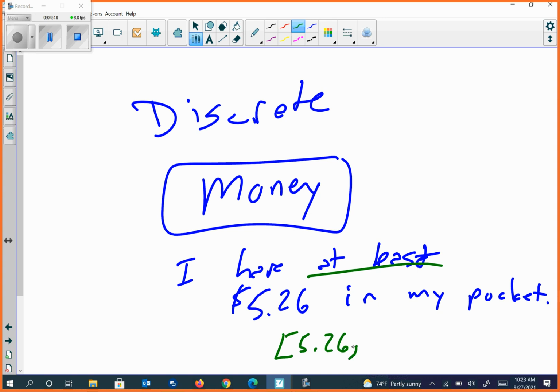Now, it's kind of funny to say we have infinite money, but theoretically we're counting up. Okay, can we really have infinite money? No, we can't get there.